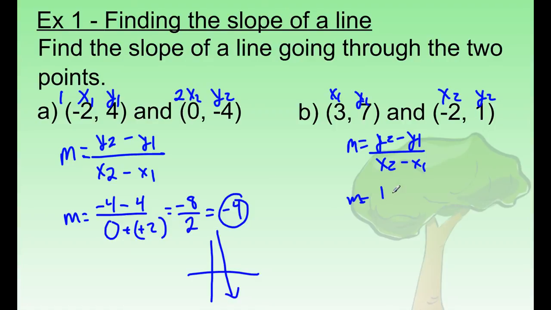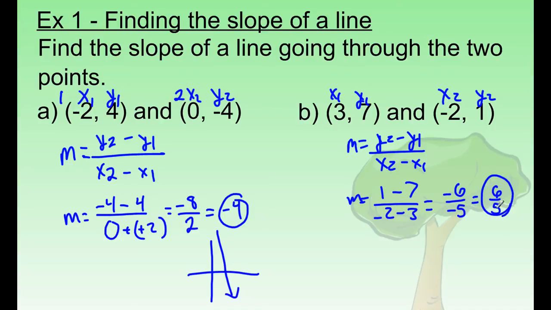y2 is 1 minus 7. x2 is negative 2 minus x1 is 3. Simplify. 1 minus 7 is negative 6. Negative 2 minus 3 is negative 5. And I can just simplify the signs here, and this becomes a positive 6 over 5.